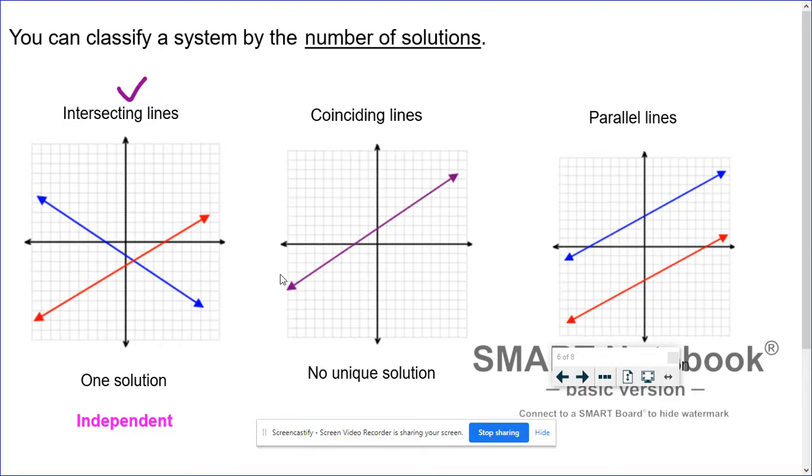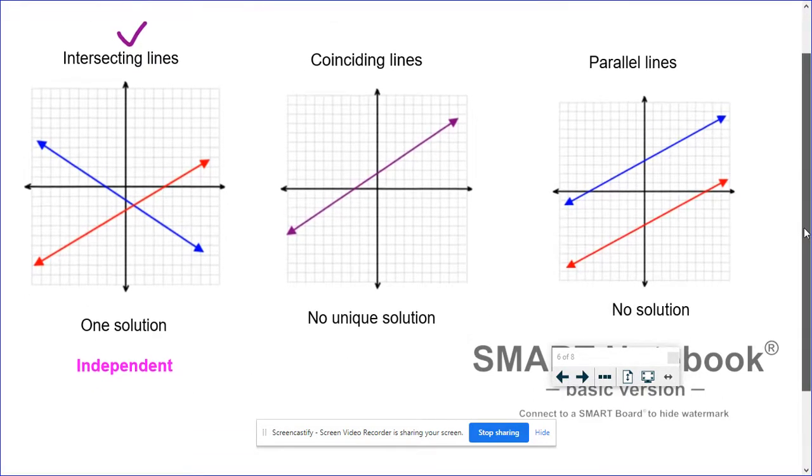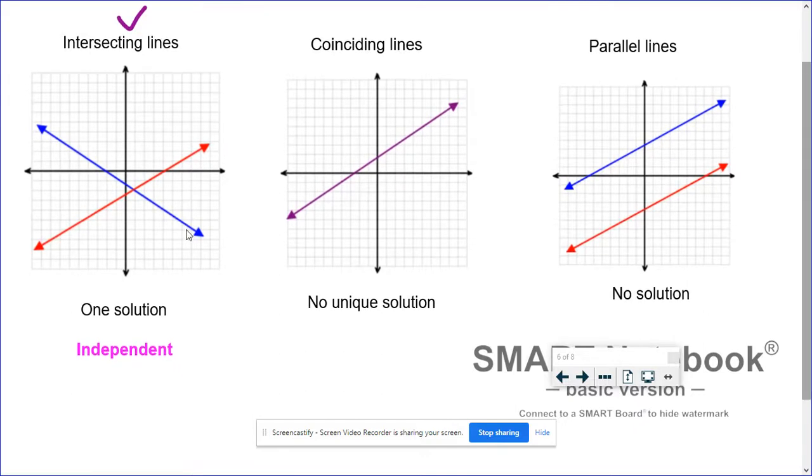Notice how the lines are blue and red. It's purple here because the blue and red line are on top of each other. So there's actually two lines here. That's considered coinciding lines. You could also call that overlapping lines. I think that's usually the phrase that I use. There's no unique solution here, which also is another way of saying infinite solutions, because every point on that line is a solution to both equations. That's also considered a dependent system.